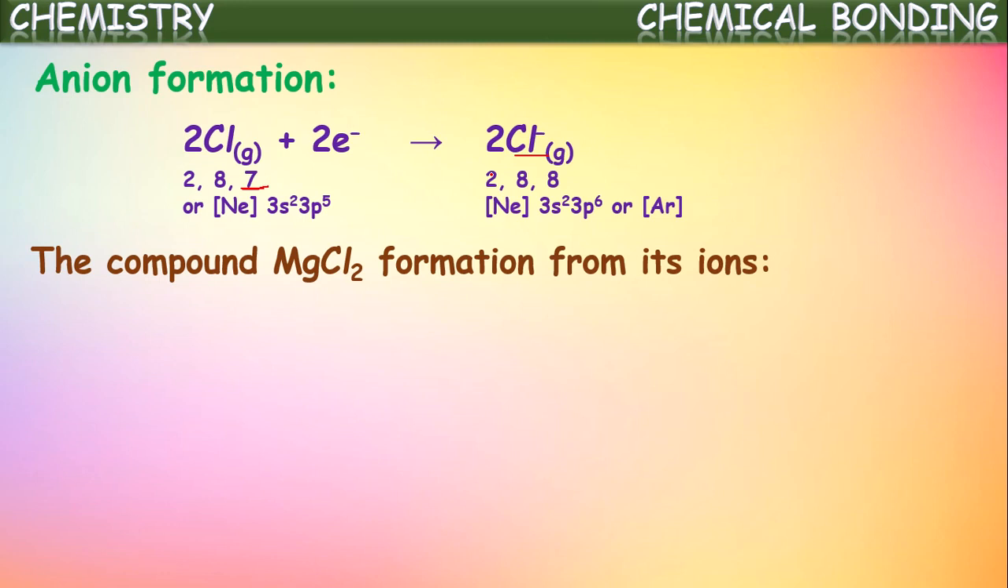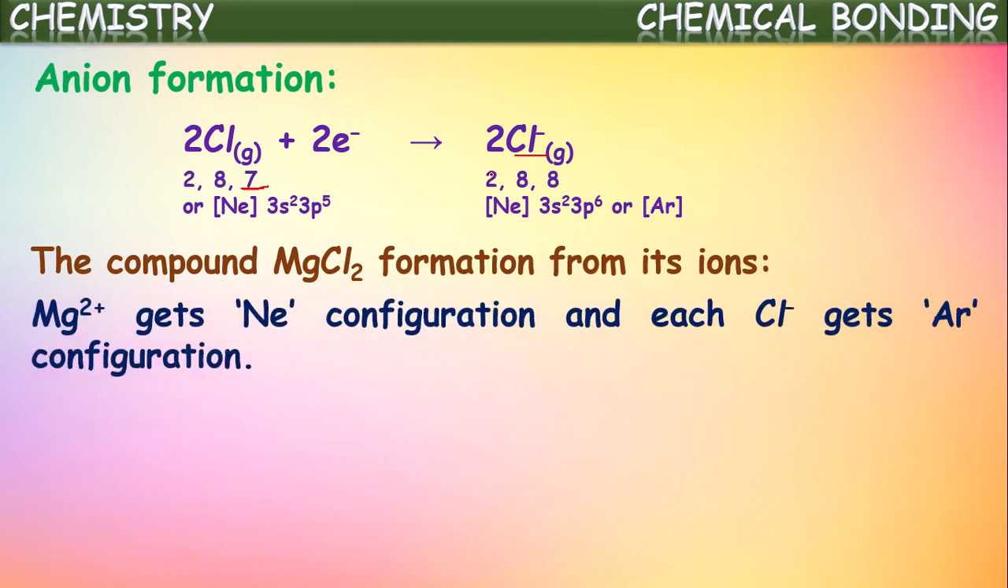Now let us see the formation of the compound magnesium chloride from these Mg2+ and Cl- ions. The Mg2+ ion gets a neon configuration and each Cl- ion gets an argon configuration by the transfer of electrons. Between these oppositely charged ions created by the transfer of electrons, an electrostatic force of attraction forms, because of which they are held together, and thus the magnesium chloride compound is formed.